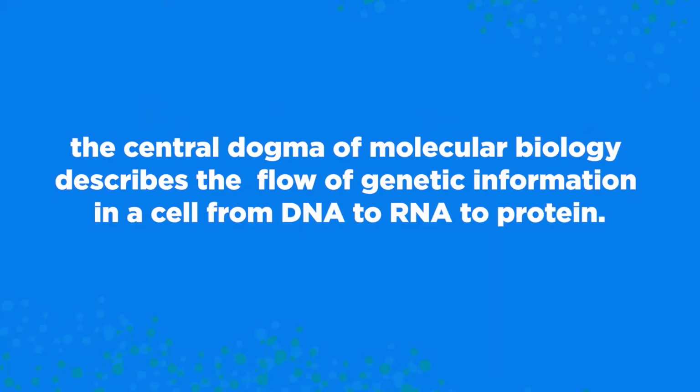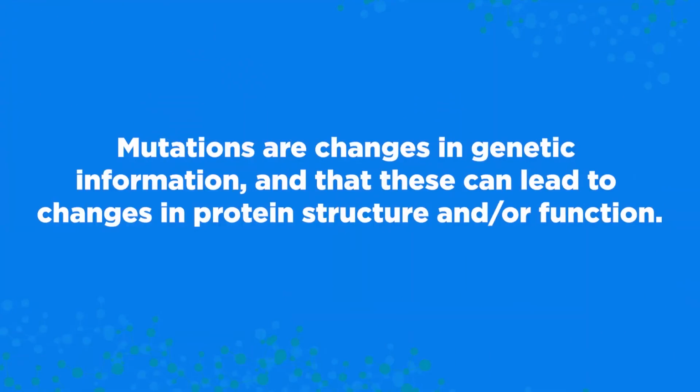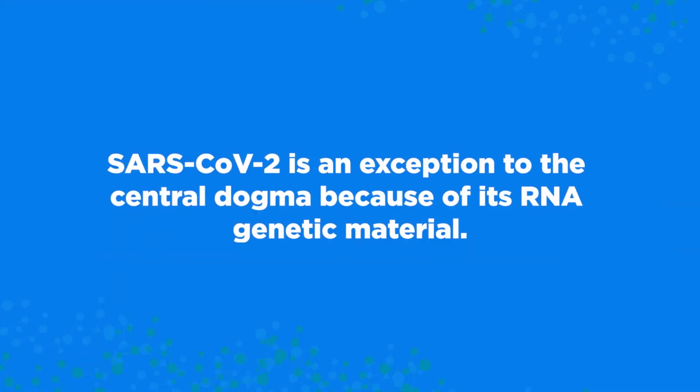So what have we learned today? We've learned that the central dogma of molecular biology tells us the flow of information from DNA to RNA to protein. We've also talked about how mutations are changes in the genetic material that can lead to changes in the structure and function of a protein. Lastly, we've learned that SARS-CoV-2 is an exception to the central dogma because of its RNA genetic material.